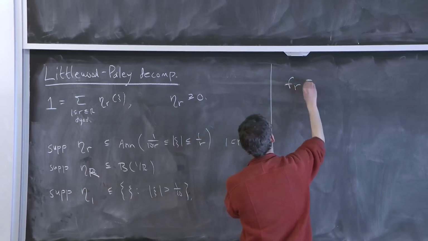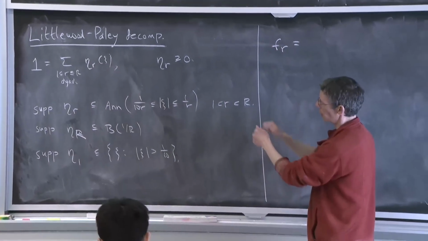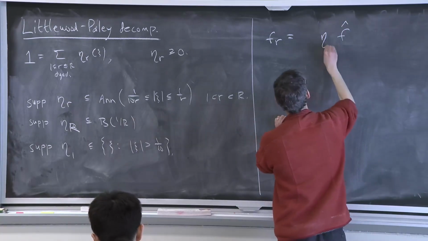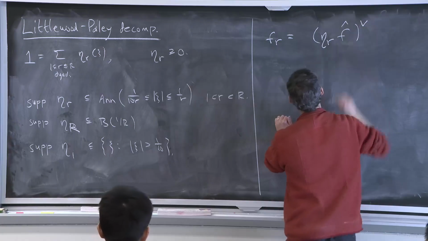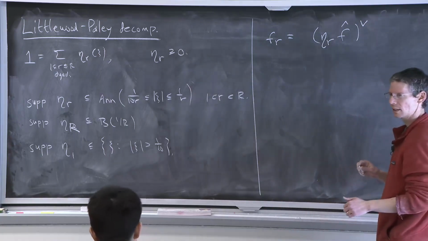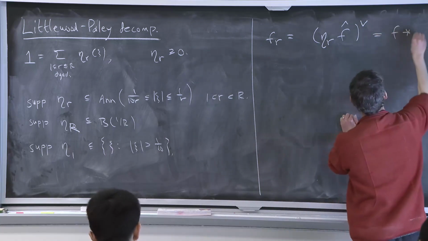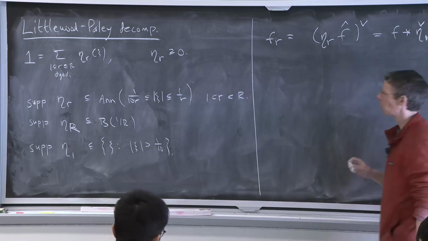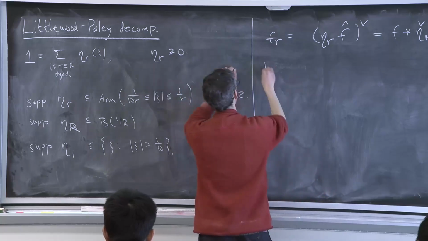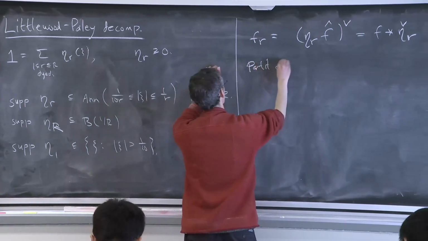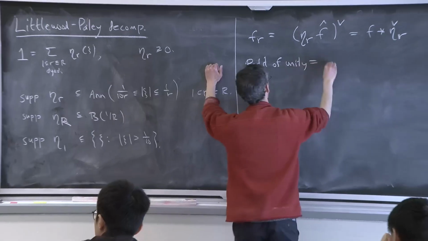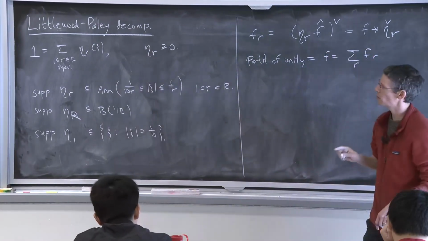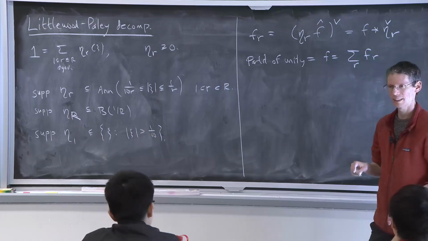So fr is just taking f and multiplying on the frequency side by eta r. So I take f hat, I multiply it by eta r, and I take the Fourier transform back. So this is also equal to f convolved with eta r inverse Fourier transform. OK. And because this is a partition of unity, that tells me that f is indeed the sum over r of fr. So we can check off our first conclusion.